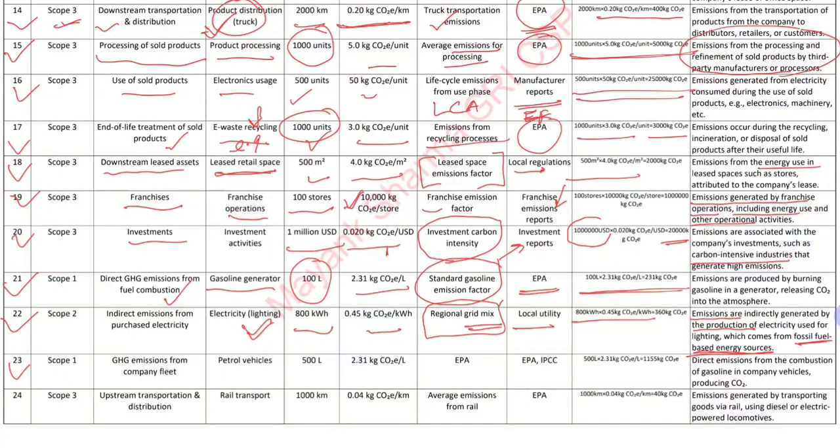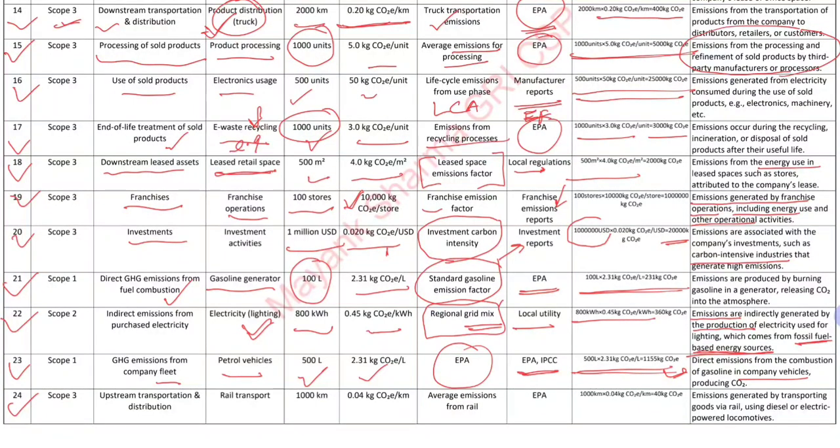Scope 1 again, GHG emissions from the company fleet, again mobile combustion using gasoline or petrol vehicles. This is the total quantity of gasoline used or consumed, and this is the emission factor. Source of emission factor, EPA and IPCC. These are direct emissions from the combustion of gasoline in the company vehicles, producing carbon dioxide. So this is the calculation for the total emissions for this particular example.